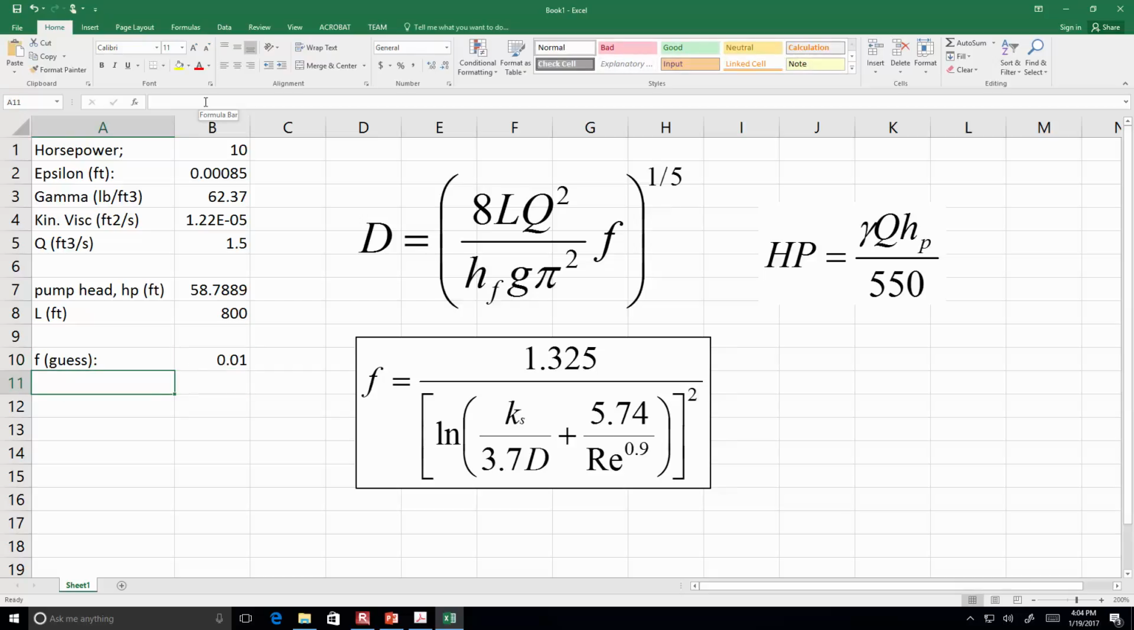And if we have that, then we can calculate what the diameter would need to be for a guess value of F. So this is the diameter in feet which we're calculating based on the guess. 8 times L times Q squared divided by H sub F. Oh, yeah, we need to calculate H sub F for the delta Z.